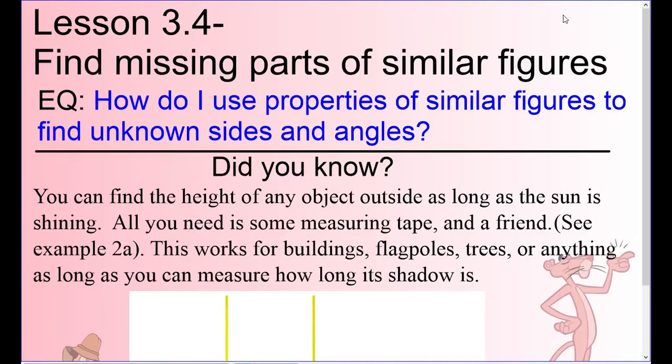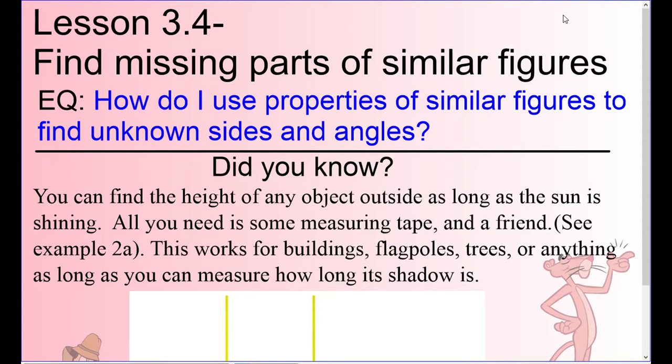Hello, this is Mr. Henry, and welcome to lesson 3.4, Finding Missing Parts of Similar Figures. So the central question says, how do I use properties of similar figures to find unknown sides and angles?